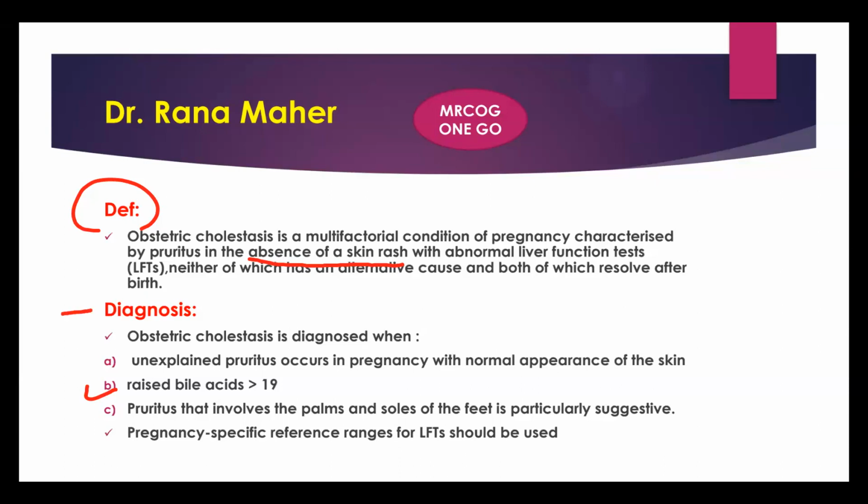How to diagnose? It's a diagnosis of exclusion. Yes, you have to exclude other causes, just to know there is no liver condition, no viral infection or anything. But you can diagnose it with unexplained pruritus or itching, with normal appearance of the skin, and raised bile acids more than 19. And this itching has a special appearance or special places: in the palms of the hands and in the soles of the feet. So particularly, it will suggest intrahepatic cholestasis.